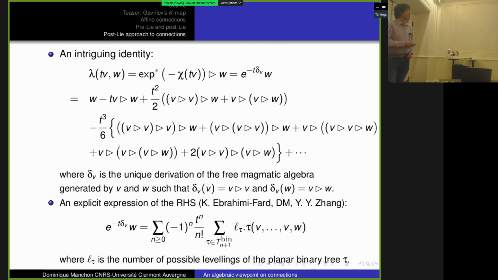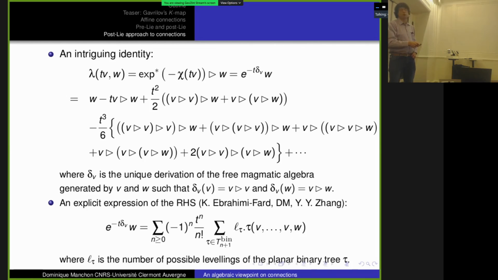Now we gave an explicit expression for all this in terms of planar binary trees. You know that if you write a word with a non-associative operation, you have to decide how you parenthesize the word. This is the same as putting the letters on the leaves of a binary tree, and according to the shape of the binary tree, you put the parentheses accordingly. So, for example, here you have the left comb, and here you have the right comb. And if you display the planar trees with 4 leaves, you have 5 words corresponding to the famous pentagon.